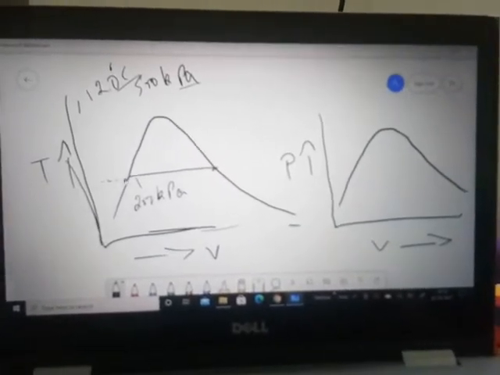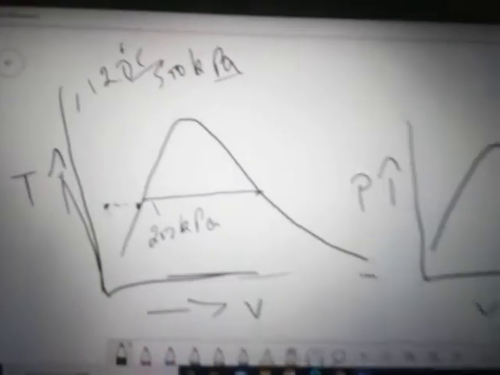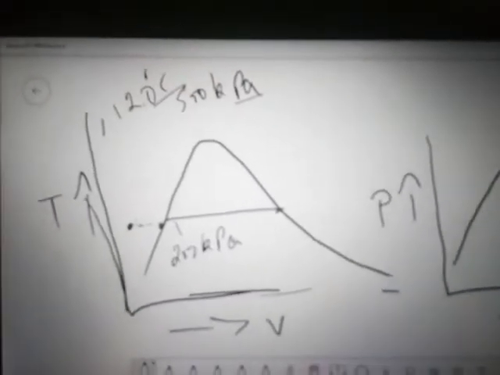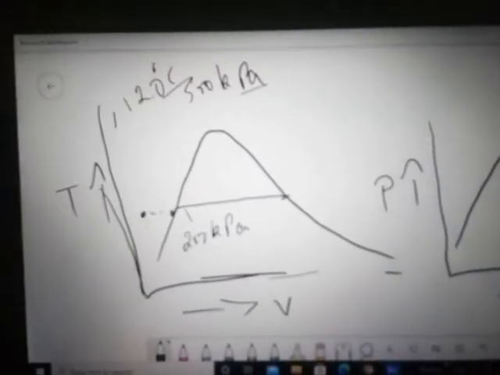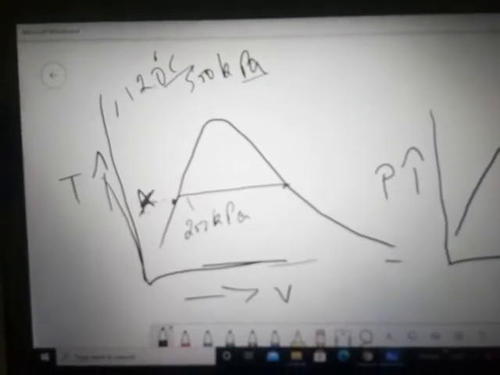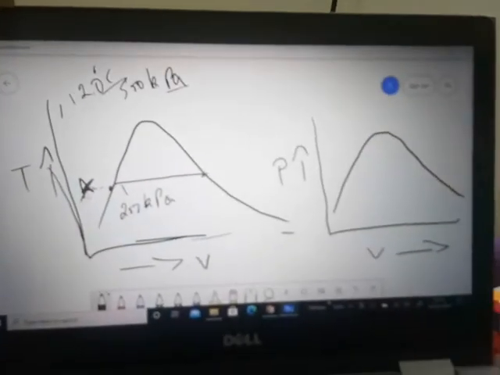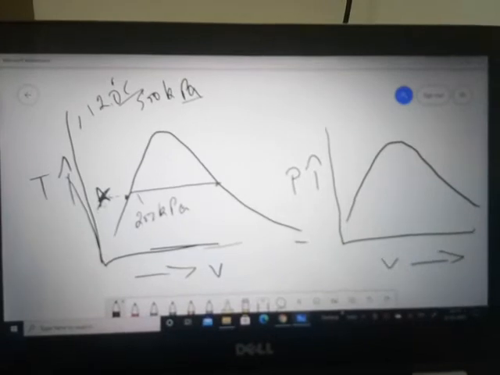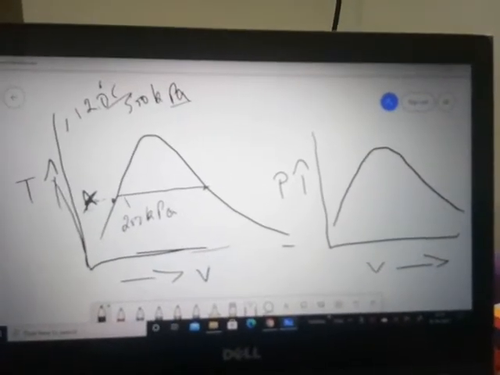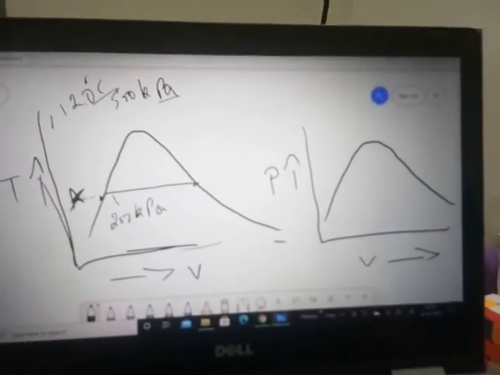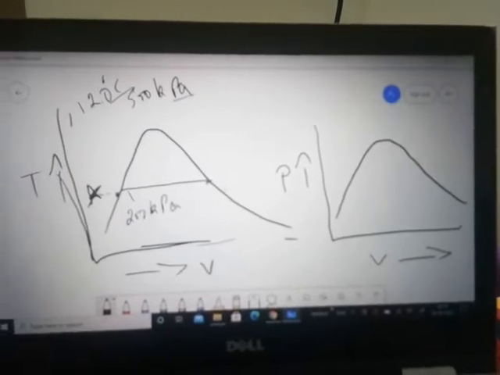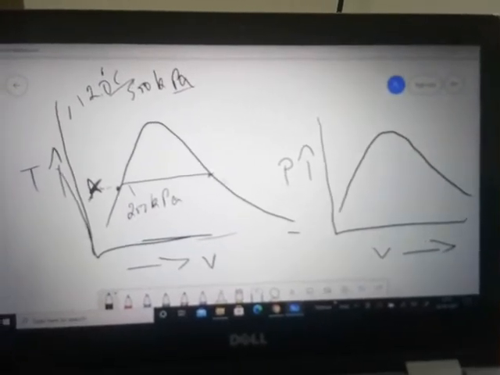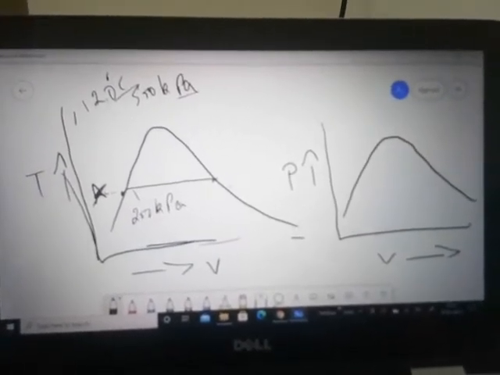So you draw a horizontal line a little bit into the liquid zone, into the compressed liquid zone. So you will be somewhere here. I'll put a star there. That is where you will be. Is that clear, students? Because the temperature won't change. I drew the iso line, the iso temperature line for 120 degrees. What's the saturation pressure for 120 degrees? 200 kilopascal.